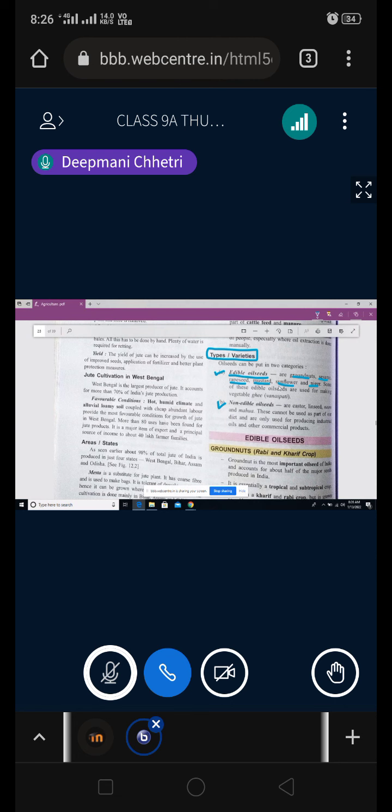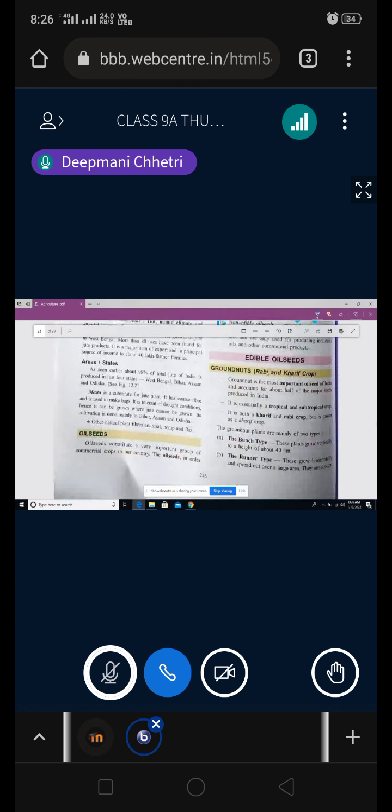Next, non-edible oil seeds. I told you in the last class that non-edible means the ones which you cannot consume. If you consume them, we may have some health issues. The uses of those non-edible oil seeds are basically in automobiles and machines. Castor, linseed and others are also used for making hair oil. Okay, so let's move on to the next part, which I discussed in the last class.